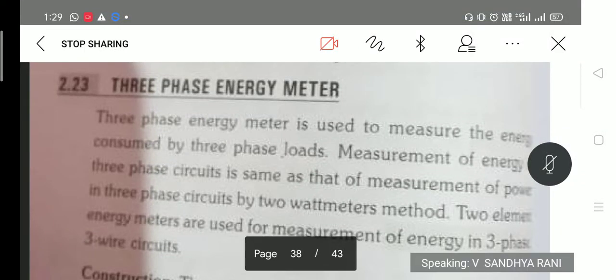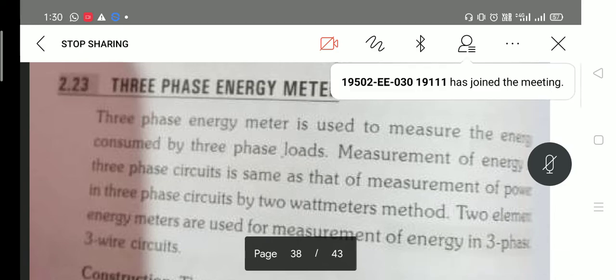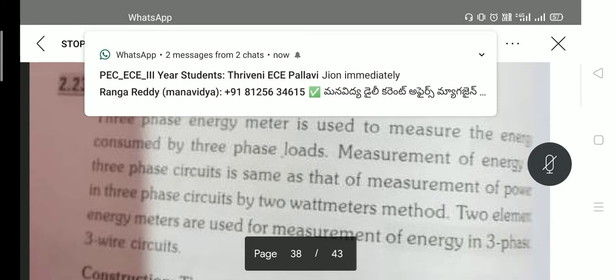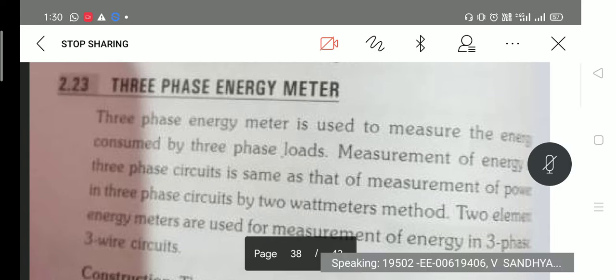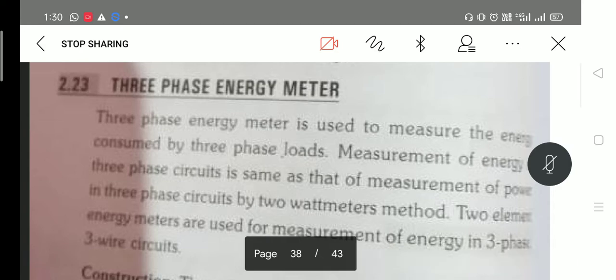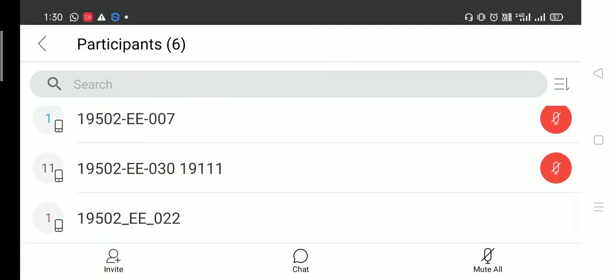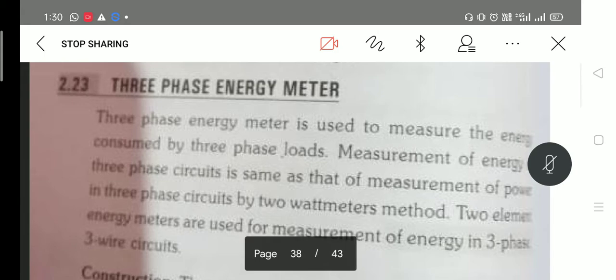Good afternoon, all of you. All of you join first. Is the voice audible? Okay. Okay, ma'am. All of you join first. Yesterday's problems are clear? All of you clear yesterday's problems on meter constant.